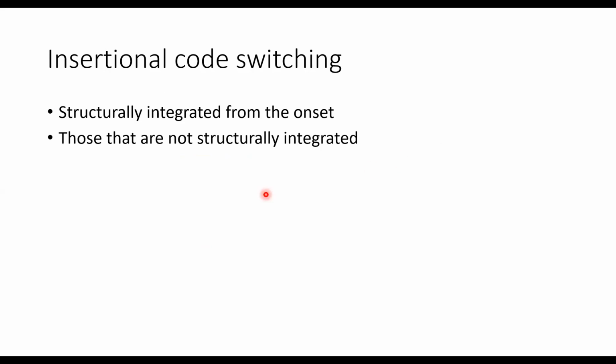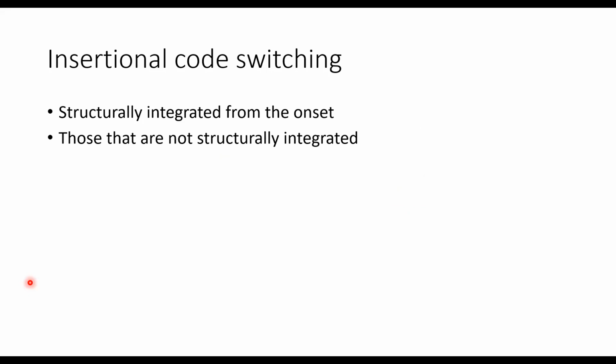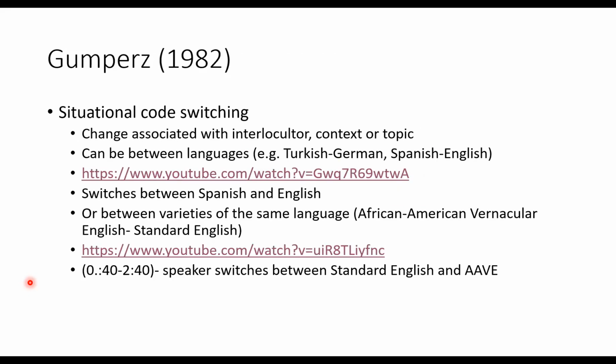Insertional code switching, for example, but we'll talk about that very briefly, means that it's structurally integrated from the onset, right? So it's set up in the structure of the language. So if we look at our example here, "I want to go into Urlaub," yeah, this structure is already integrated. But you can also have insertional code switching that is not structurally integrated. Okay. So that's the structural types of code switching, alternational and insertional.